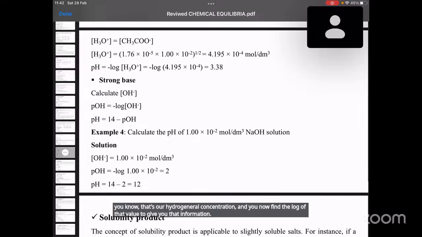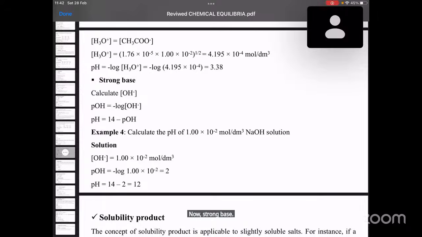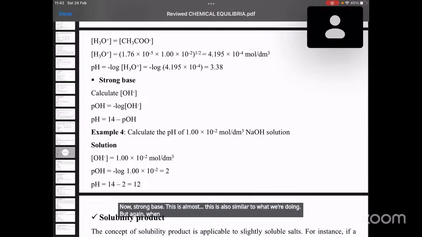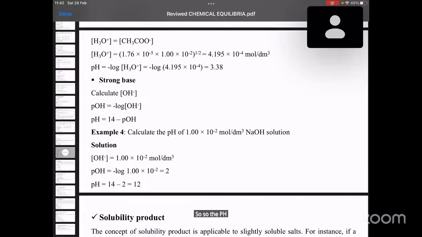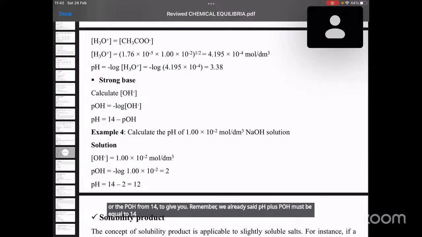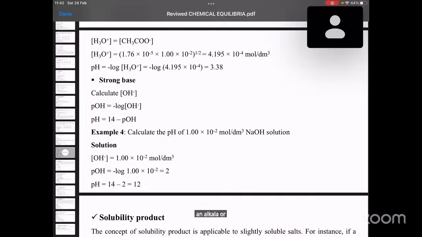Now, strong base. This is also similar to what we're doing. But again, when you calculate the pH, the pH for a base is actually minus the log of the hydroxyl ion concentration. Then the pH of that same material, you get by subtracting the pOH from 14. Remember, we already said pH plus pOH must be equal to 14. So if you know the pOH, you should be able to calculate the pH. So if you want to calculate the pH for an alkali or a base, you first calculate the pOH, then you can get your pH from that.